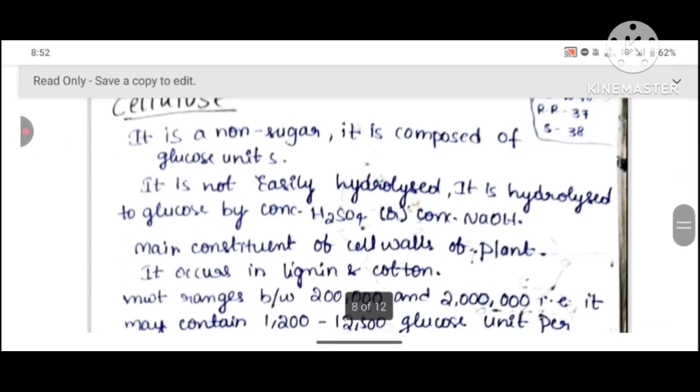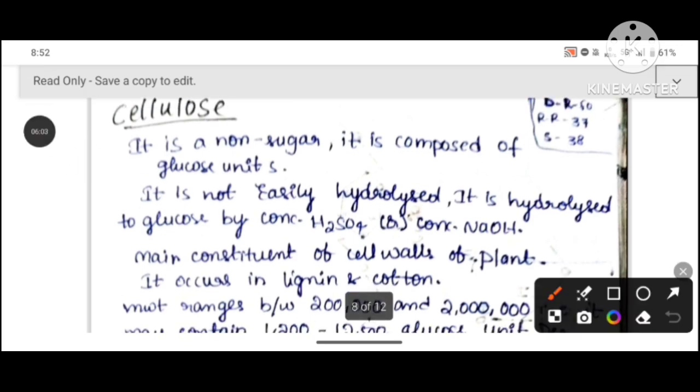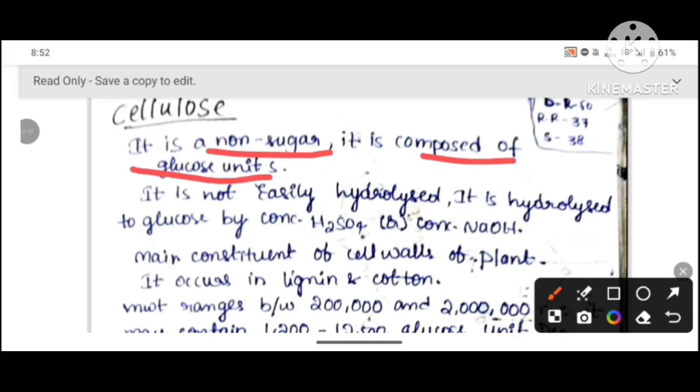The third most important homopolysaccharide is cellulose. Cellulose is a non-sugar. It is composed of, again, glucose units. It is not easily hydrolyzed. It is hydrolyzed to glucose by concentrated H2SO4 or concentrated NaOH. So for its breakdown, there must be concentrated sulfuric acid or concentrated sodium hydroxide, a strong acid or a strong base.